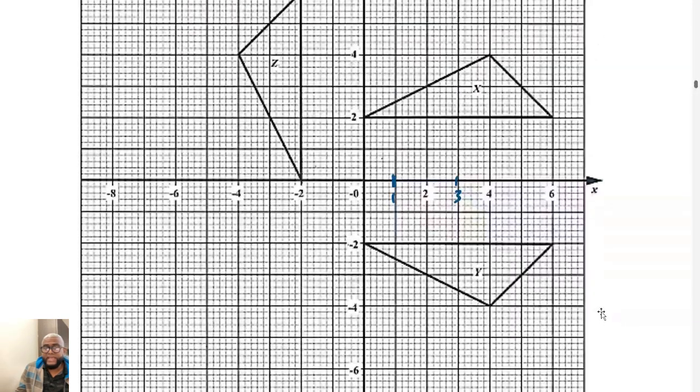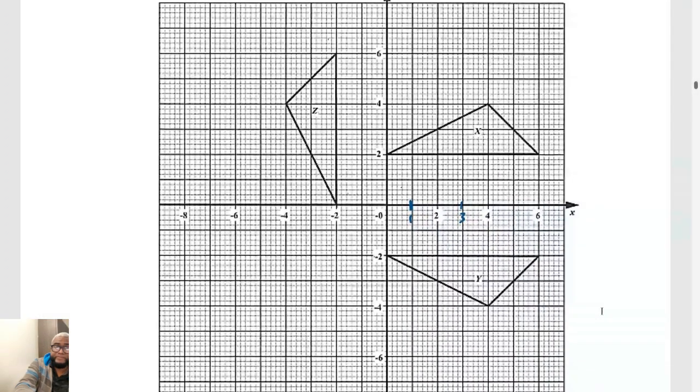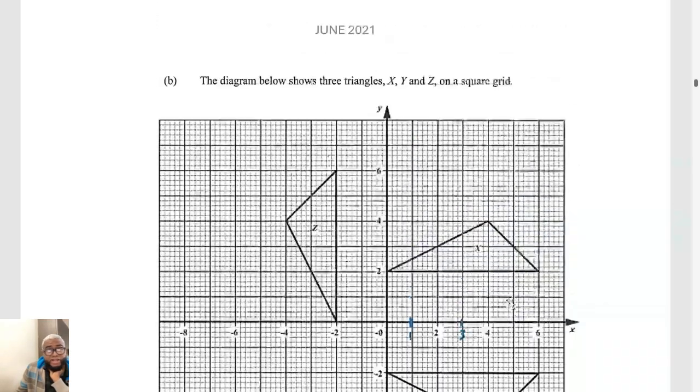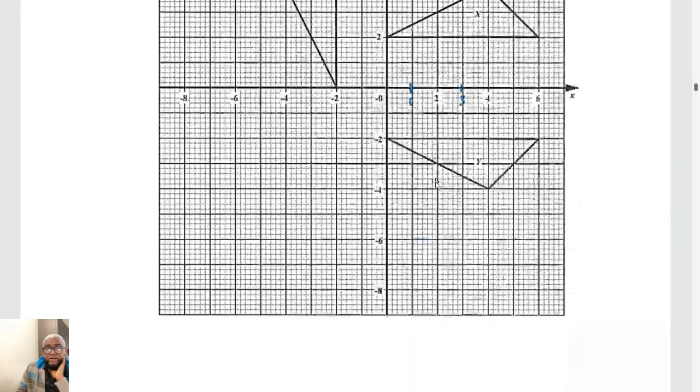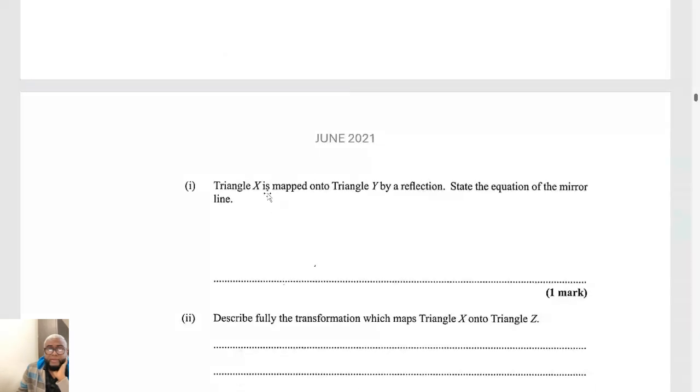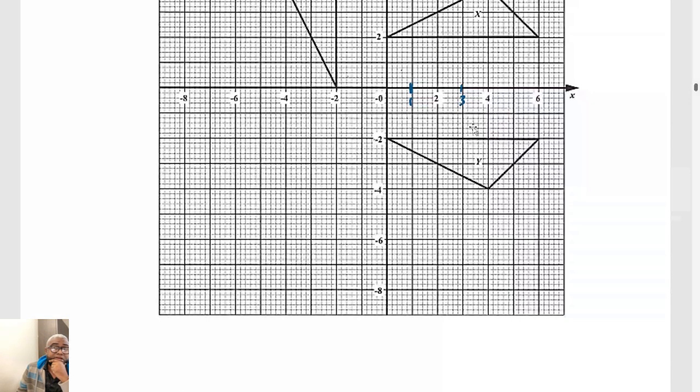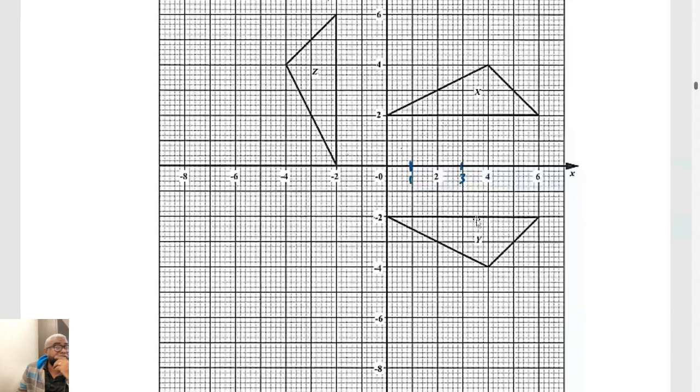Okay, so this here is our grid. The scale is 1 centimeter to 1 unit on both axes. And we have 3 triangles. The diagram below shows 3 triangles, X, Y, and Z on a square grid. Triangle X is mapped onto Y by a reflection. State the equation of the mirror line. If it's on top there and it's reflected underneath, what line looks like the mirror line?